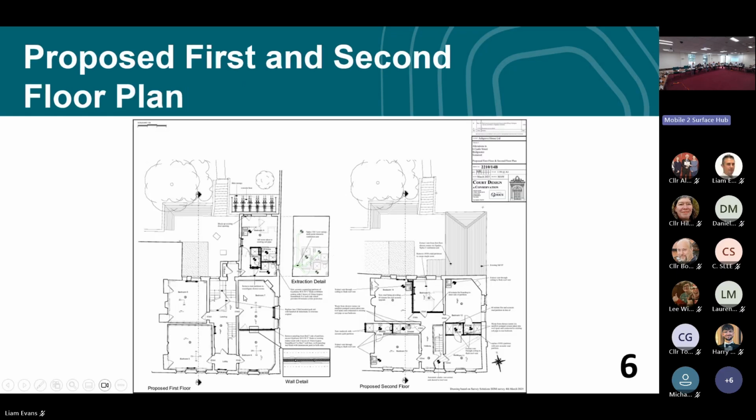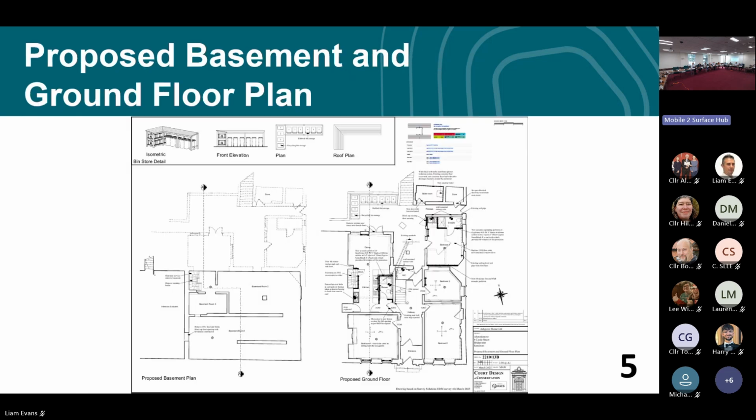So the application itself was submitted originally for 14 bedrooms, but as a result of concerns raised by the Conservation Officer and Historic England, one of the bedrooms was removed to provide a communal living space at the front here, which will be alongside the kitchen and dining area, which is to the rear.